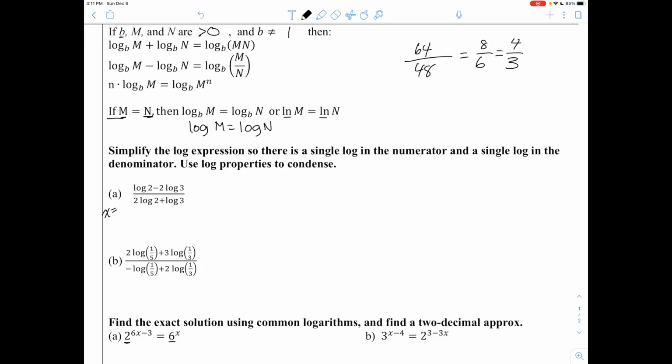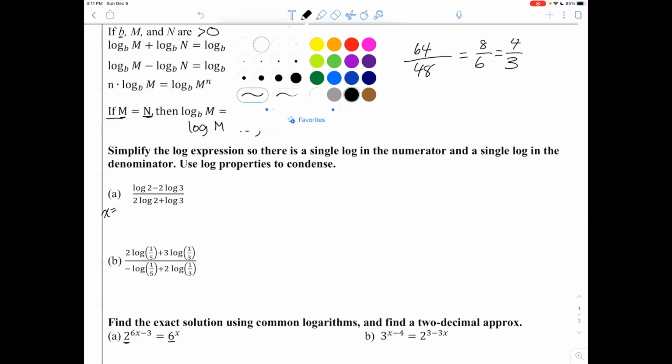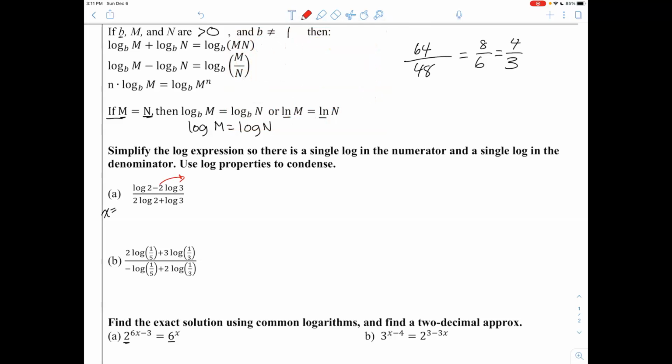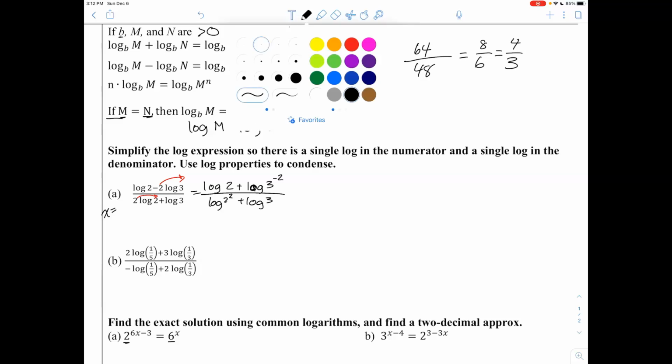So the first thing you're going to do here, notice you've got the log of 2 minus 2 log of 3 over 2 log 2 plus log 3. Well, you can't combine logs until they don't have numbers in front of them. So I would suggest the first thing we do is power up our powers. That's part of our condensing properties. And so that would be the log of 2, and then maybe you're going to go plus the log of 3 to the negative 2. And that's okay, we can do that. Over the log of 2 squared plus the log of 3. So we powered up in those situations.